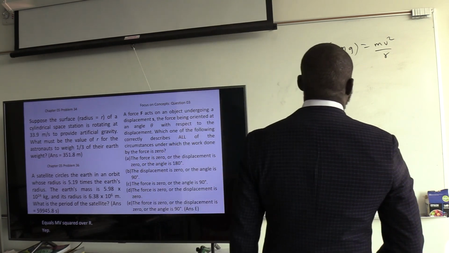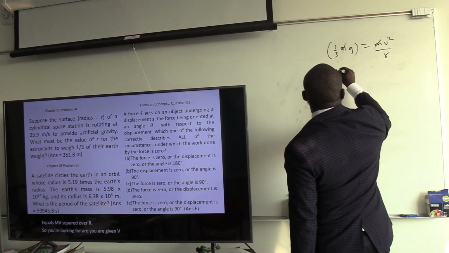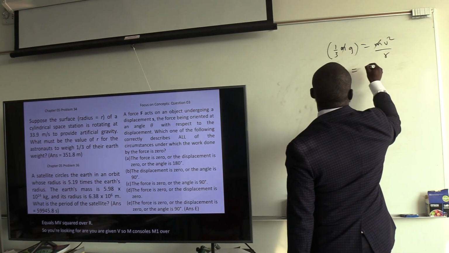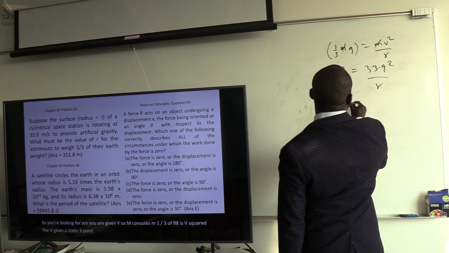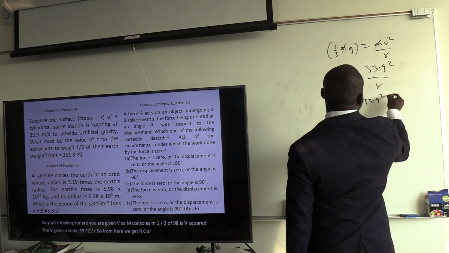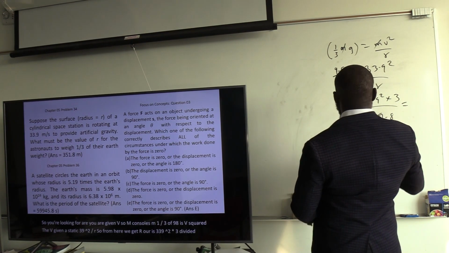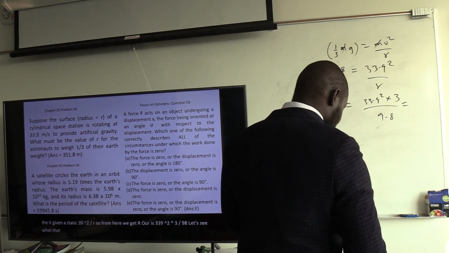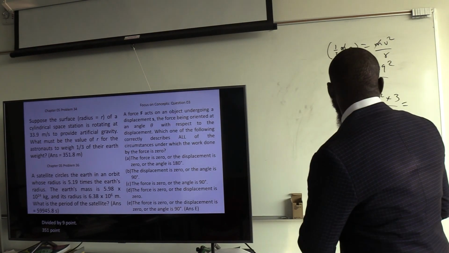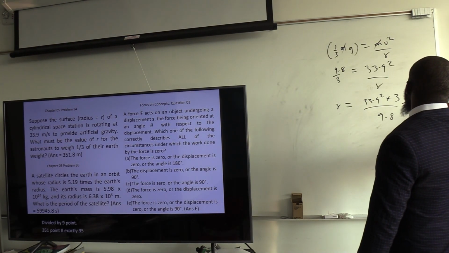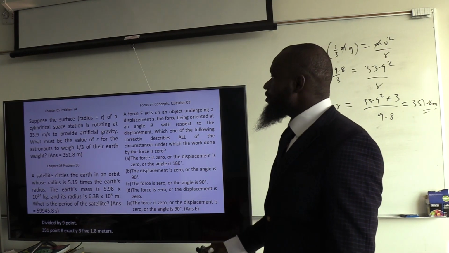So you're looking for r, you are given v. So m cancels m, and 1/3 of 9.8 is v squared over r, where the v given is 33.9. So from here we'll get r. r is 33.9 squared times 3 divided by 9.8. Let's see what that gives us. 351.8. Exactly. 351.8 meters. So that was problem 34.